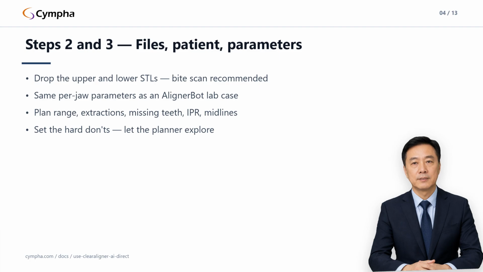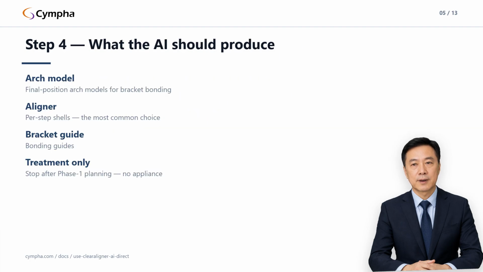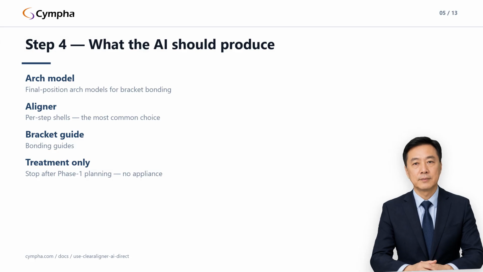The advice carries over unchanged too. Set the hard don'ts and let the planner explore the rest. Overconstraining is the most common cause of a useless Phase 1, and on a free Phase 1 that costs you a round trip rather than money, but it still costs you time.